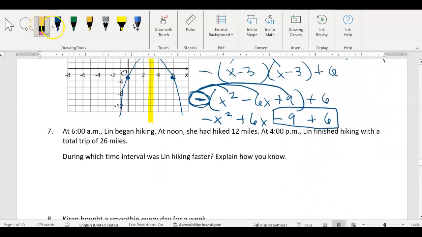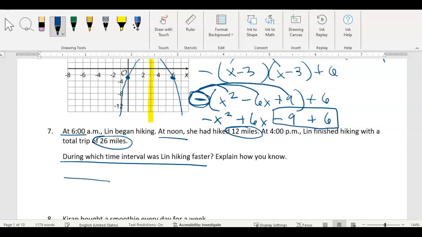All right, at 6 a.m., Lynn began hiking. At noon, she had hiked 12 miles. At 4 p.m., Lynn finished hiking with a total trip of 26 miles. So 12 miles, 26 miles. During which time interval was Lynn hiking faster? Explain how you know. So from 6 a.m. to noon, she hiked 12 miles. So that's 12 miles per 6 hours, which means she was hiking 2 miles per hour.